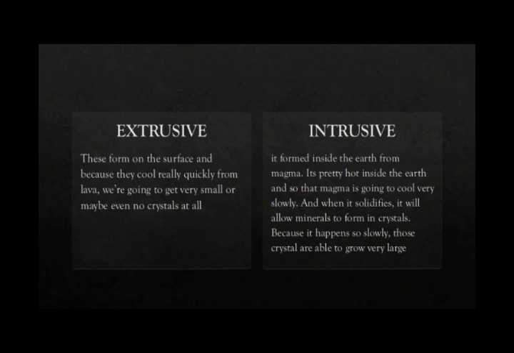The first type is extrusive igneous rock. These form on the surface, and because they cool really quickly from lava, we're going to get very small crystals, or maybe even no crystals at all.